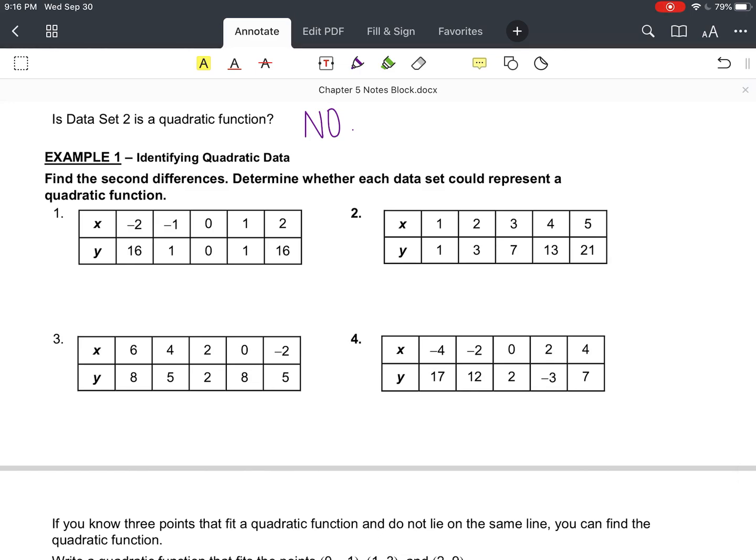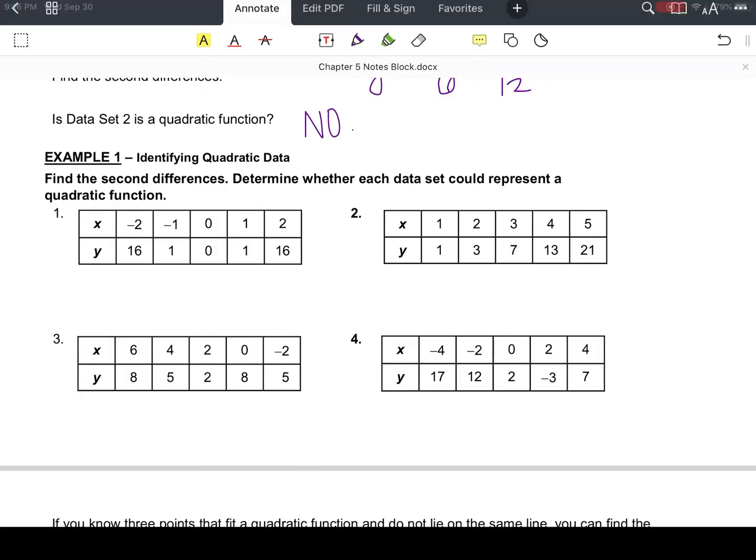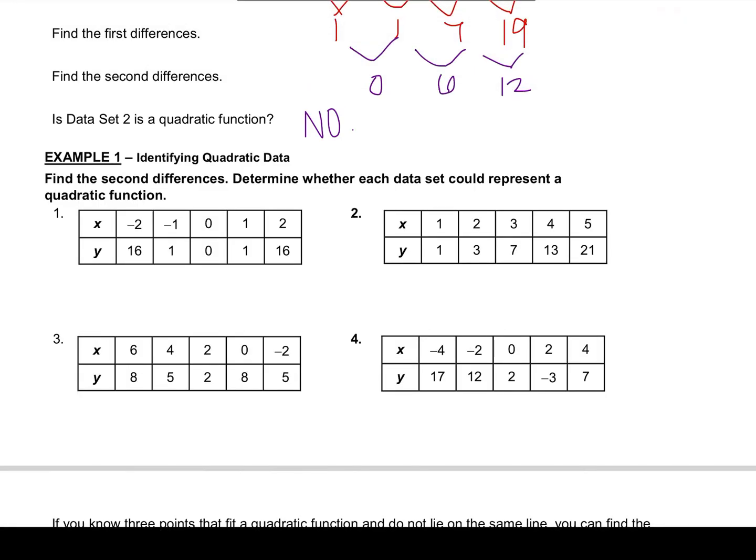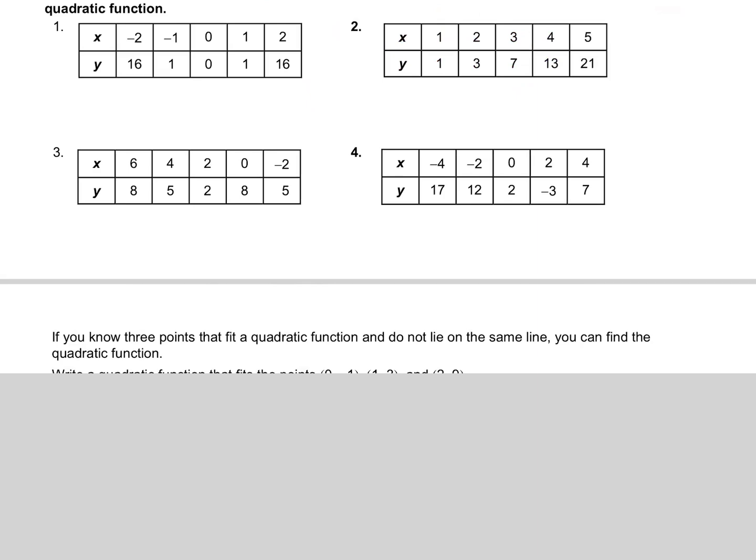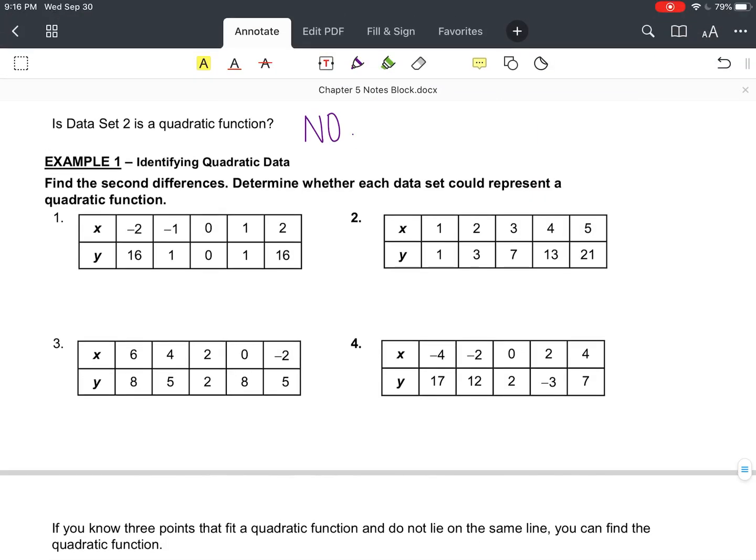So example 1, I have 4 different examples here. Again, just triple check in every single one that your x's are evenly spaced. In number 1, they're going up by 1s. In number 2, they're also going up by 1s. In number 3, they're going down by 2s, but they're still evenly spaced. And in number 4, they're going up by 2, so they're evenly spaced. Again, for each, we're going to find the first difference by doing right minus left.